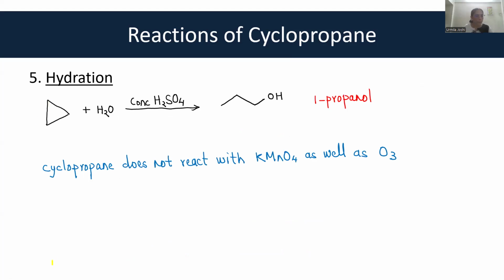Okay, let us go to the next slide, hydration. When cyclopropane is treated with water in presence of concentrated H2SO4, trace amounts, of course, giving H plus ions, the ring again opens up very easily, giving 1-propanol. One thing to be noted is cyclopropane does not react with KMnO4 as well as ozone.